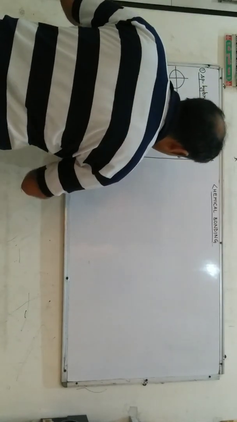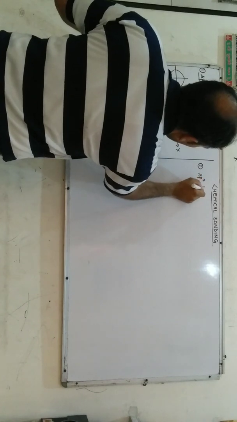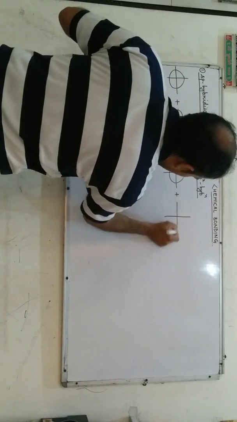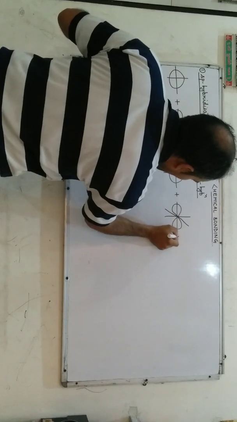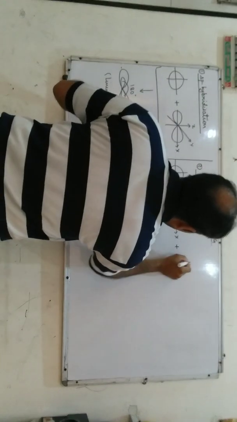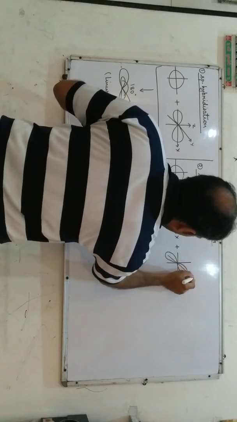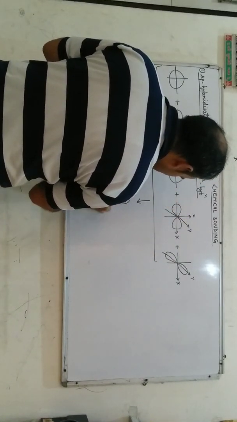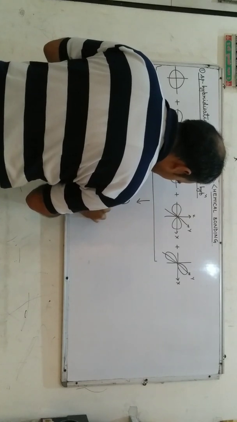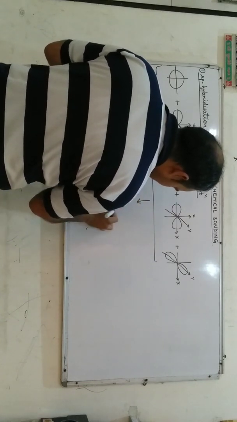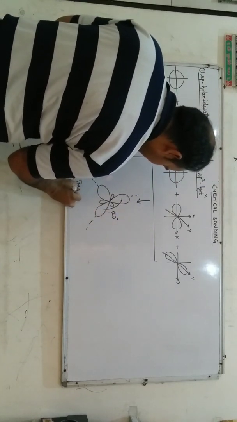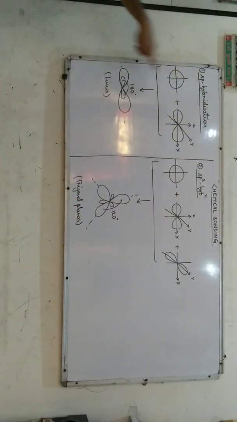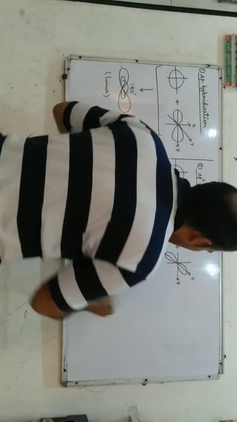Now let us consider number 2, sp2 hybridization. As in sp2 hybridization, one s and two p orbitals are involved. It is generally px and py. When one s and two p orbitals are involved, we will obtain sp2 hybridization. The shape of the hybridized orbital is like this. The bond angle between them is 120 degrees and the shape will be trigonal planar. So the shape of sp hybridization is linear, sp2 hybridization is trigonal planar.